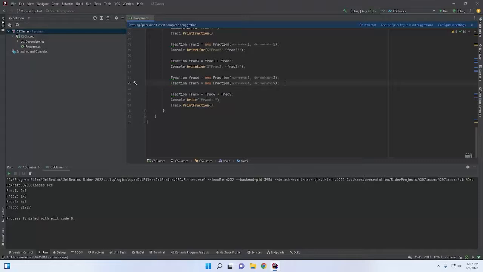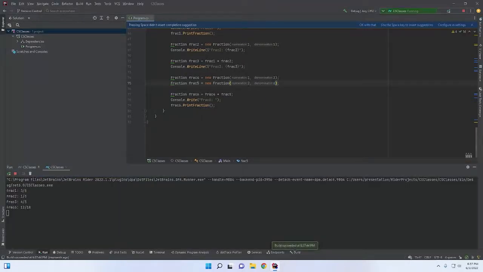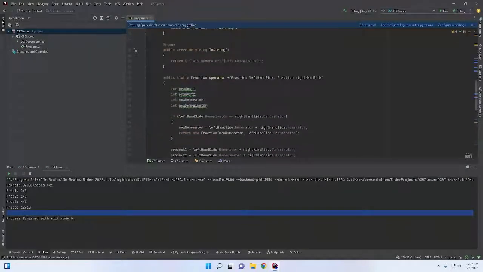We can go ahead and test this with some other values. We can say, what, 1/3 and then 2/6. And so this will be 6 plus 6, so 12 over 18. So that is a way that you can add two fractions together and get a fraction back as a result, that then you can write other methods to do stuff with.